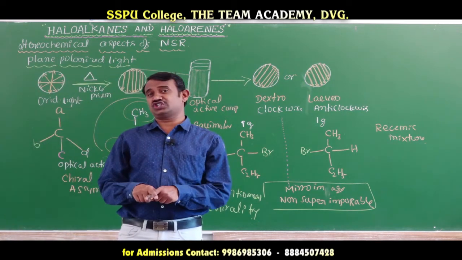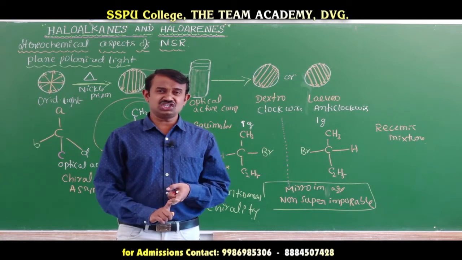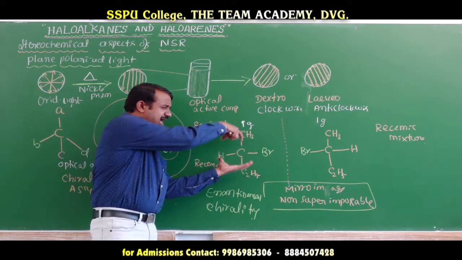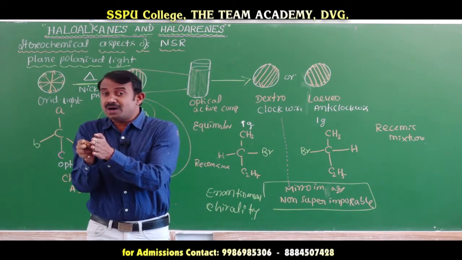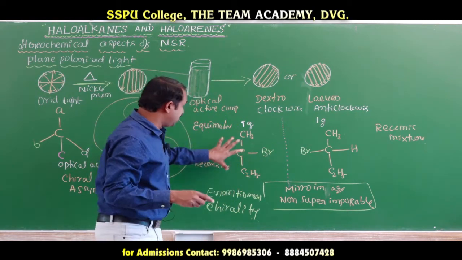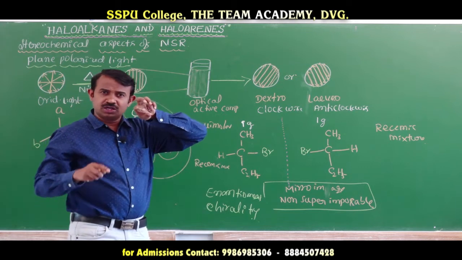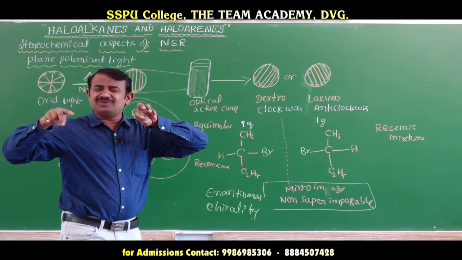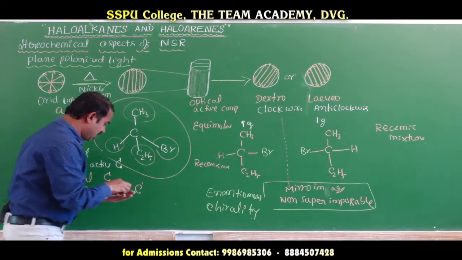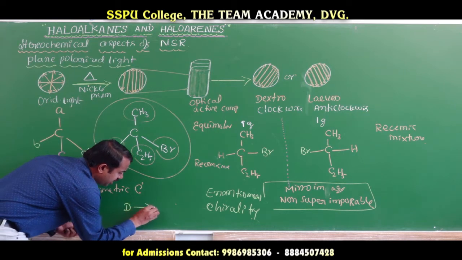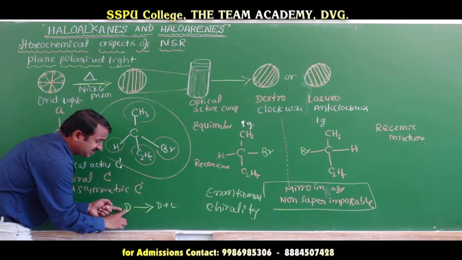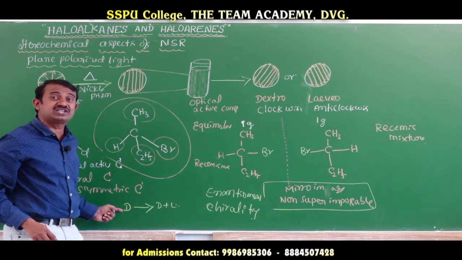What is racemization? Okay, what does racemization mean? Suppose I take only one enantiomer. One enantiomer is converted to a racemic mixture. Suppose I take only one compound; at a certain temperature, you will get two isomers, dextro and levo. Suppose I take only dextrorotatory, you will get dextro and levo. An enantiomer converted to a racemic mixture is called racemization.